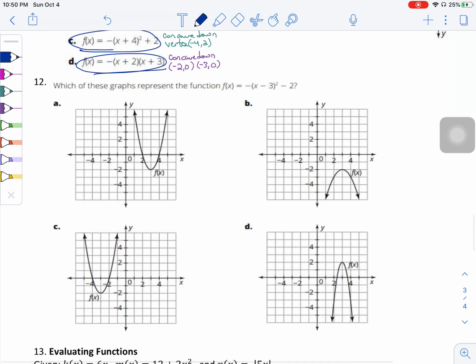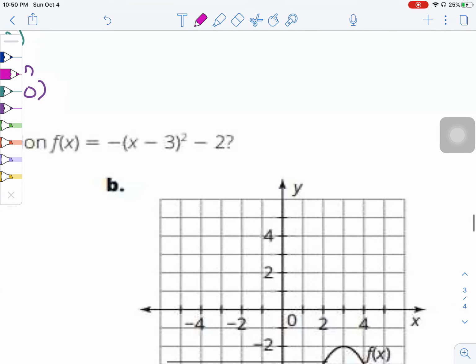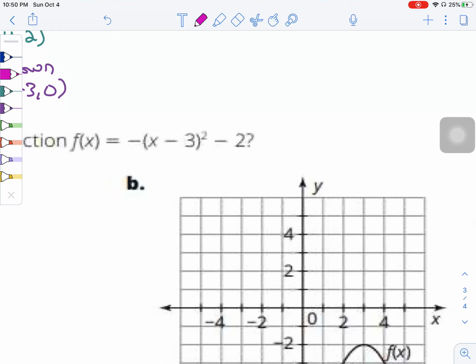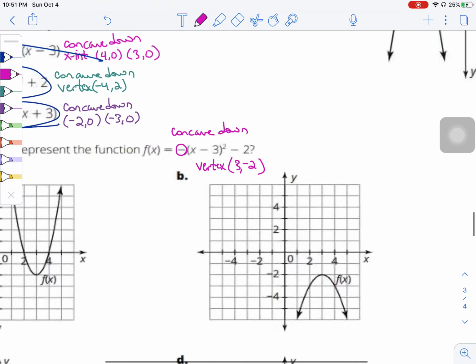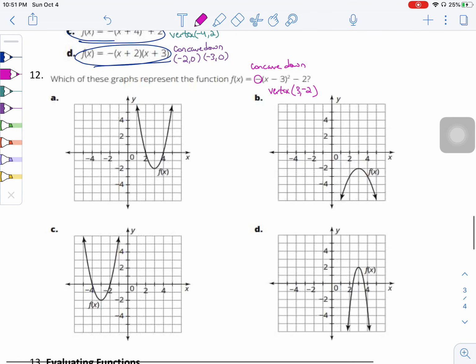All right, number 12 is really specific. It says which of these graphs actually represents this function. So I'm going to do the same thing I've been doing and look at my key features. This is in vertex form. Because of this negative, we are concave down, and the actual vertex point is the point 3, -2. When I look at my four options here, A and C I can immediately throw out because they're concave up, and that doesn't match our equation.